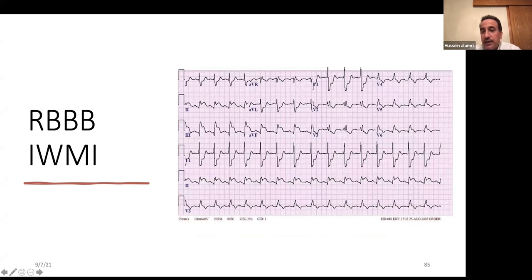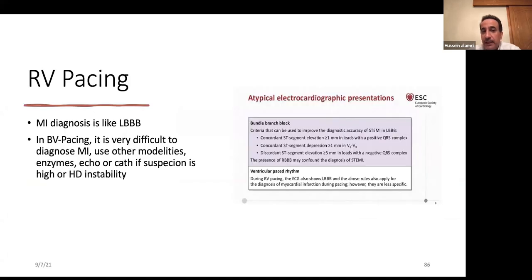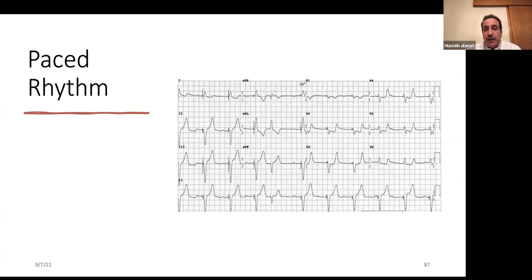This is another example of inferior STEMI. This shows you easily that right bundle branch block does not interfere with the ECG changes of ST elevation MI. The last one will be RV infarction, and as we said, we apply the same criteria, the Sgarbossa criteria.